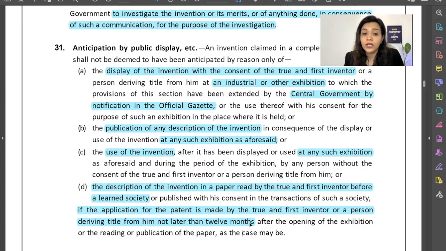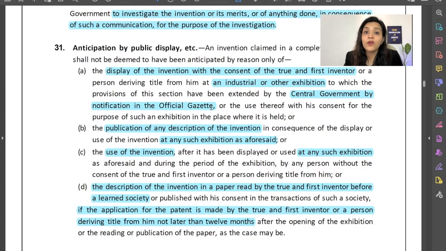But the exhibition, again, as I just read clause A, it says that firstly, there has to be the consent of the true and first inventor. And secondly, that exhibition should be an exhibition to which the provisions of this section have been extended by the central government by notification in the official gazette. So if there is no notification in the official gazette about that exhibition, we do not have a provision of exception under this clause. So it's not that in any exhibition you can go and display your invention and then take the benefit that, okay, I've displayed my invention and now it would not be considered as anticipation because I'm filing within a period of 1 year.